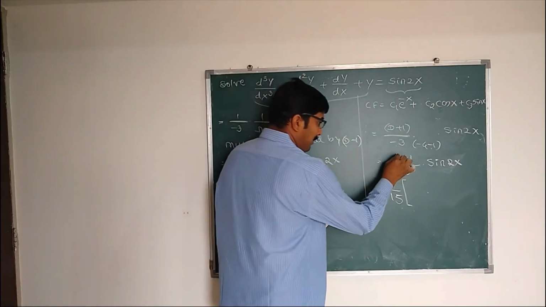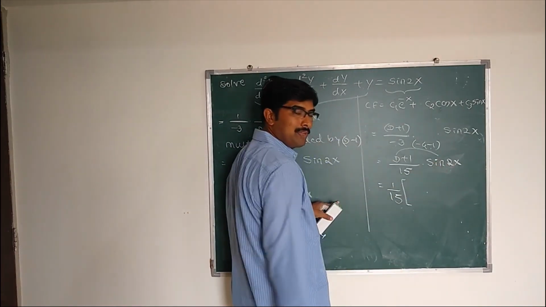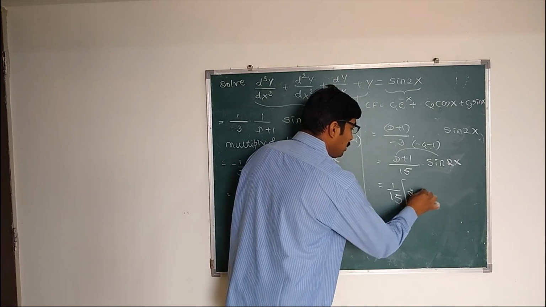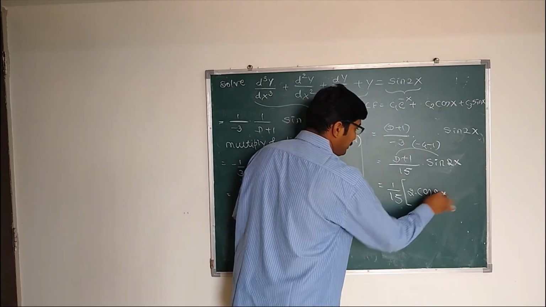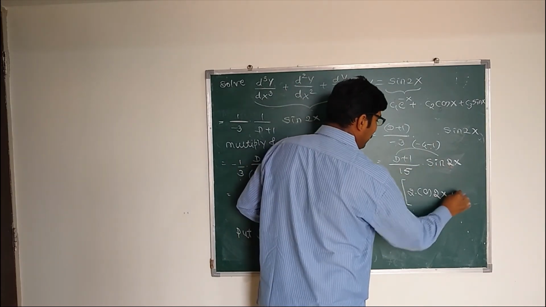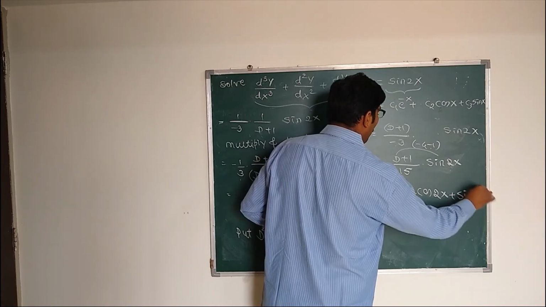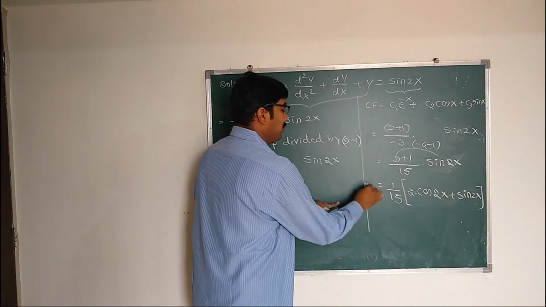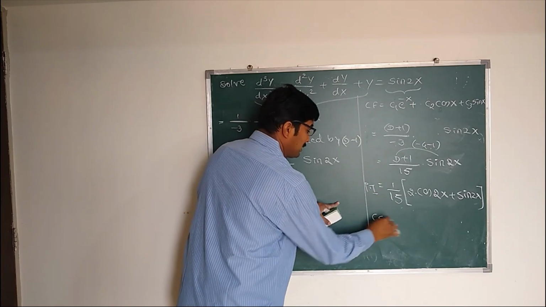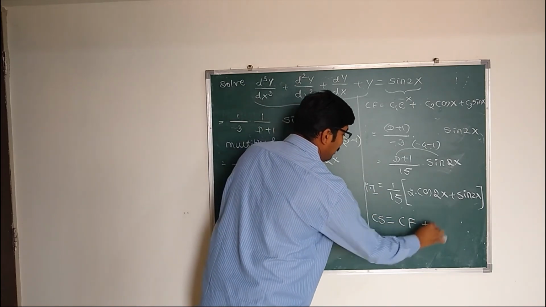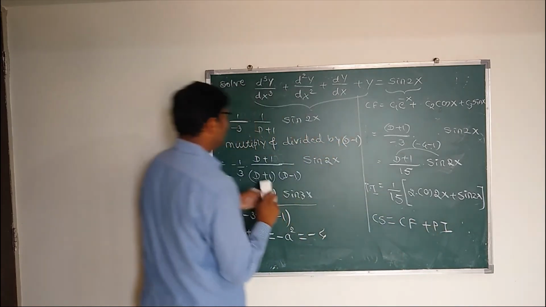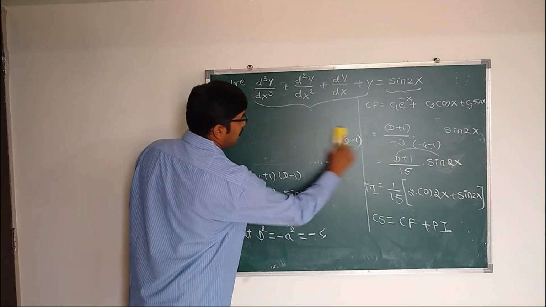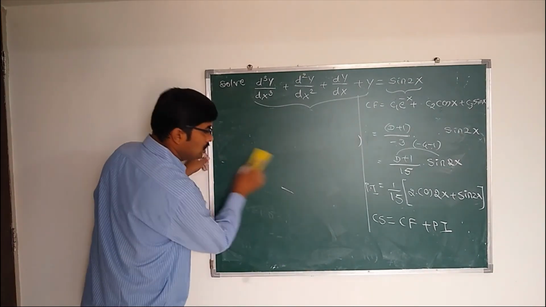Now what is the differentiation of sin 2x? Differentiation of sin 2x is 2 into cos 2x, and 1 into sin 2x is sin 2x. So this is the particular integral. Now CS is equal to CF plus PI. Substitute both the values, and you will get the required solution.